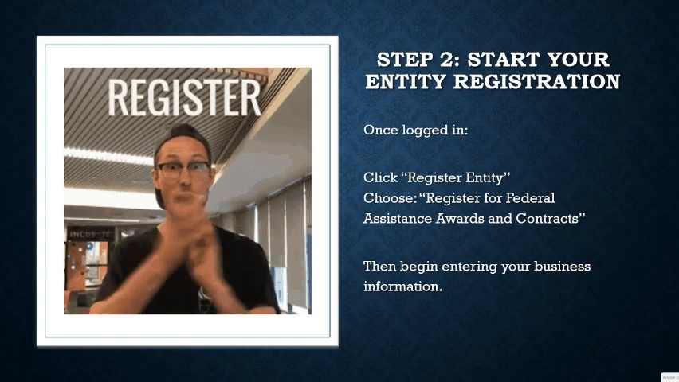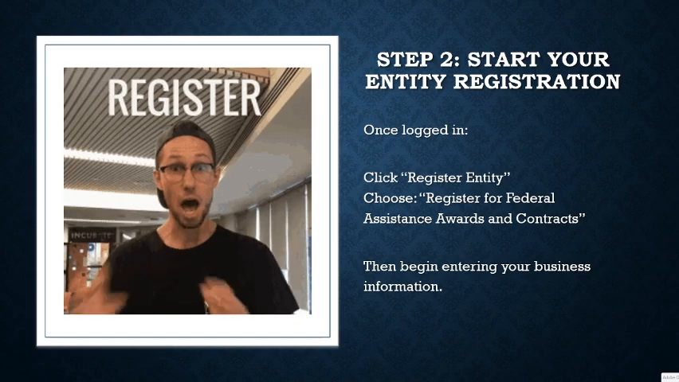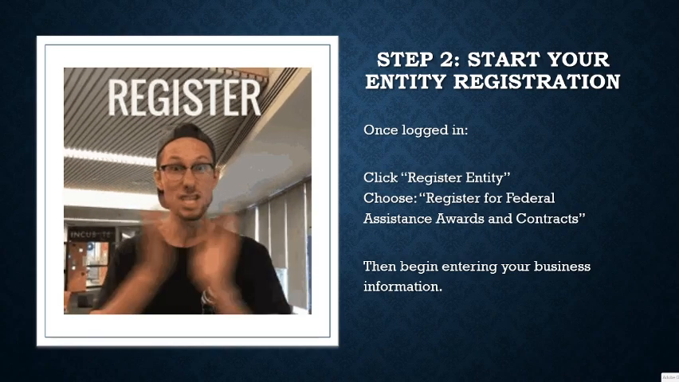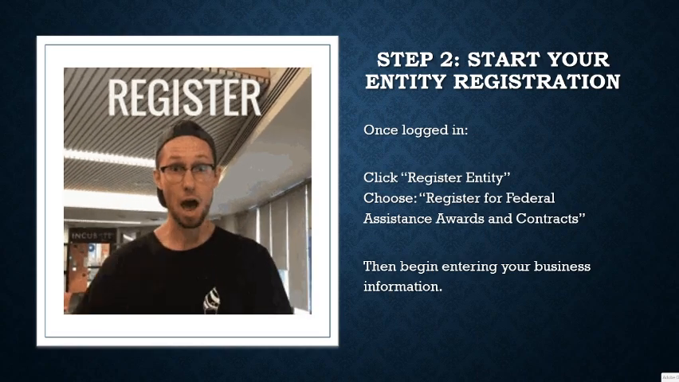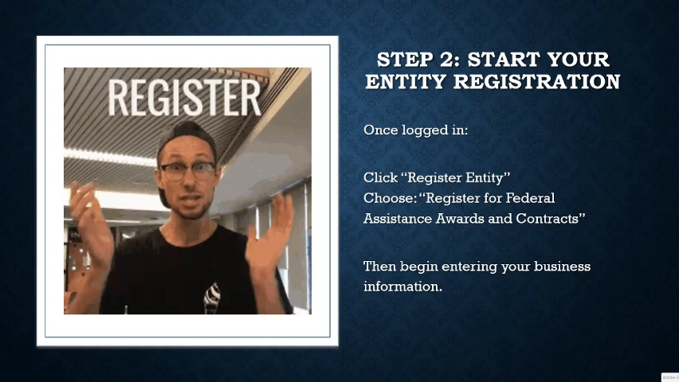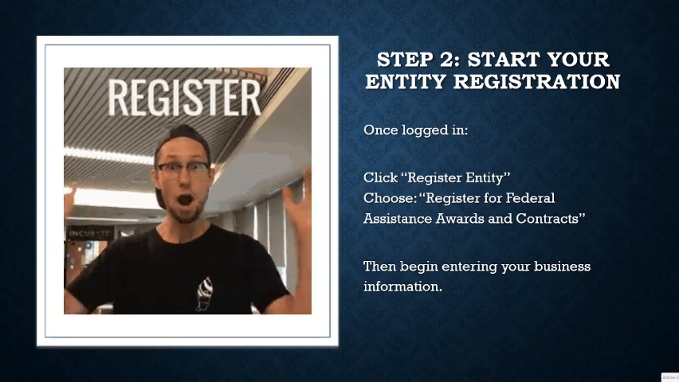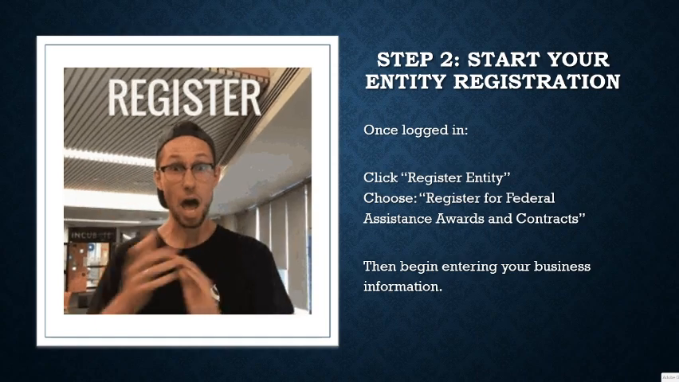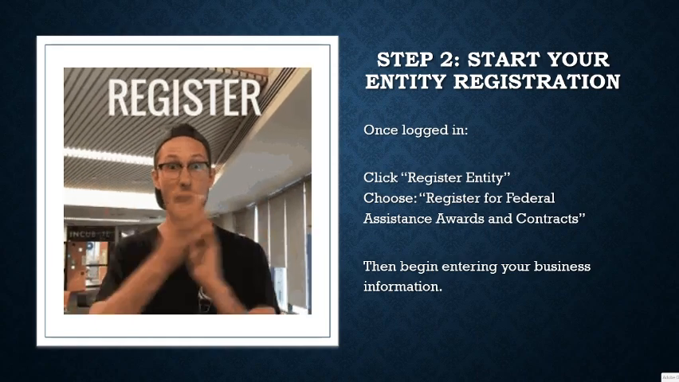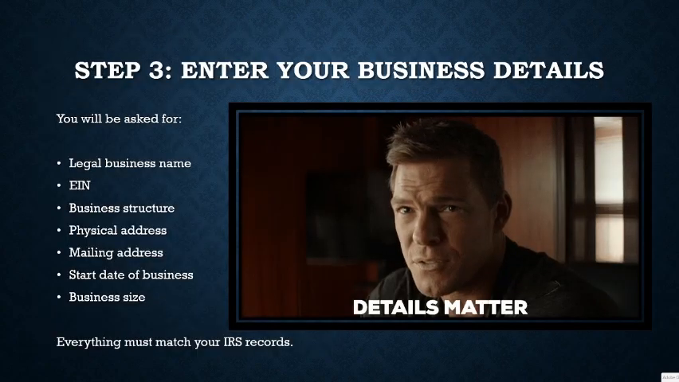Next, step 2, start your entity registration. Once logged in, click register entity, choose register for federal assistance, awards and contracts, then begin entering your business information. Put it in.